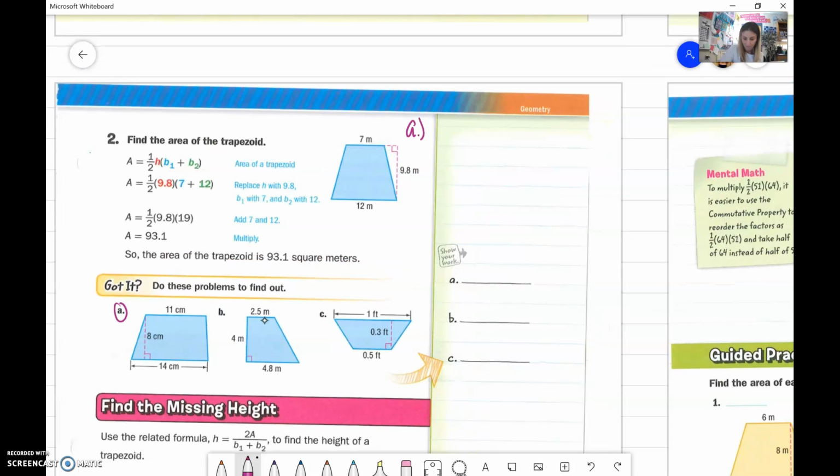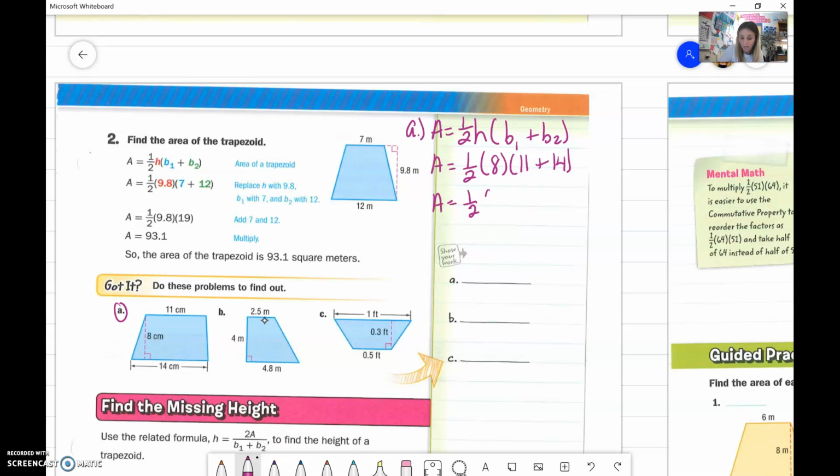So A, area equals, again, 1/2 of our height times our base 1 plus our base 2. So let's fill in what we know. Area equals 1/2. What's our height? Our height is 8, and then we're going to add our base 1, which is 11, plus our base 2, which is 14.